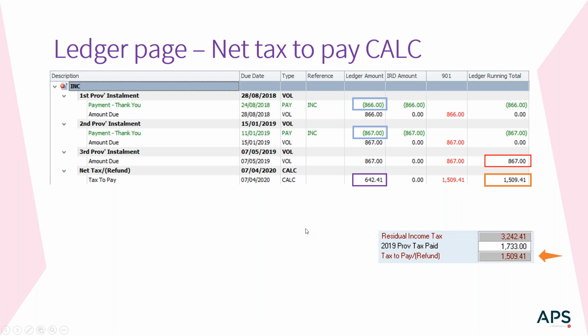So just give you a quick moment to think about that. Again, the difference is that because there was an outstanding balance after the provisional instalments, because the third provisional instalment hadn't been paid at this time, that's the change between the calculations as they would have been and as they now are.